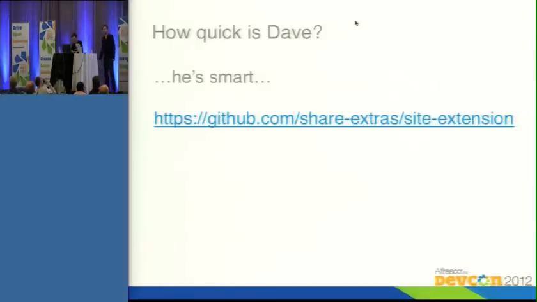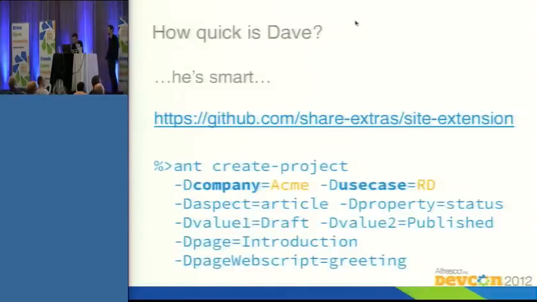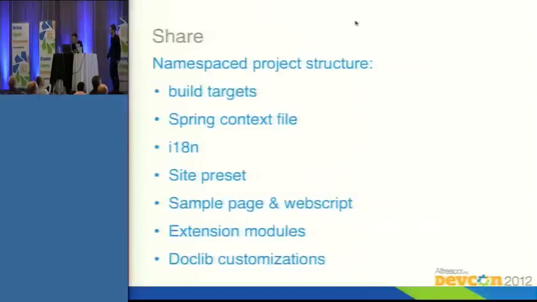And using that is a quick way of getting started doing Share site customizations. It will basically create a fully working development environment, providing sample data and the most common use cases for customizing Share, at least in the sites. So by simply typing in an Ant command with his company name and the use case, he will get this environment working and fully namespaced, so he can use it multiple times for different extensions. So for Share, what he'll get is build targets for production and development, a Spring context file with some evaluators, a message properties file, a site preset, a sample page and a sample web script using the best practice code.